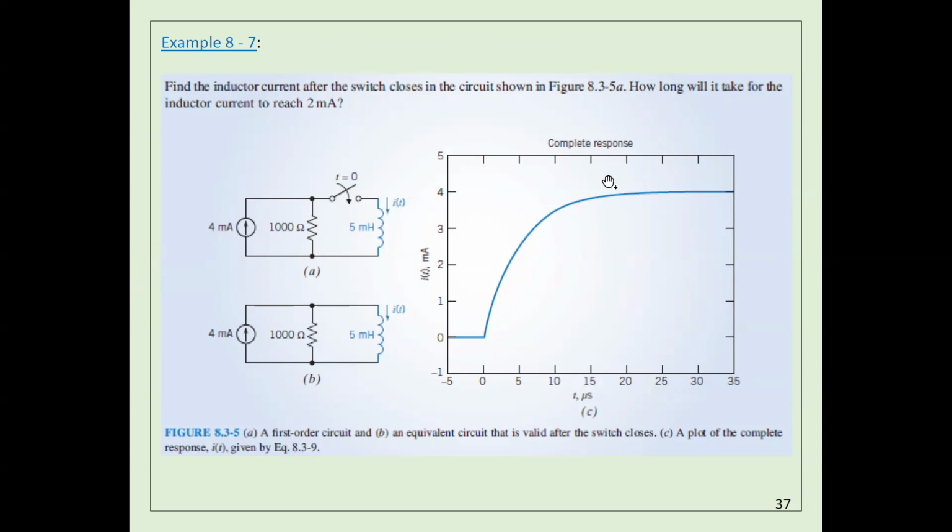Because Kirchhoff's current law is working all the time, the summation of the current here plus the current here is always equal to 4. But what happens is the current here is going to reduce gradually and the current here is going to increase gradually until this one becomes 0 and this one becomes 4 milliampere. But at any moment, the summation of the current here and the current here equals 4 milliampere. Is that okay? Any questions?